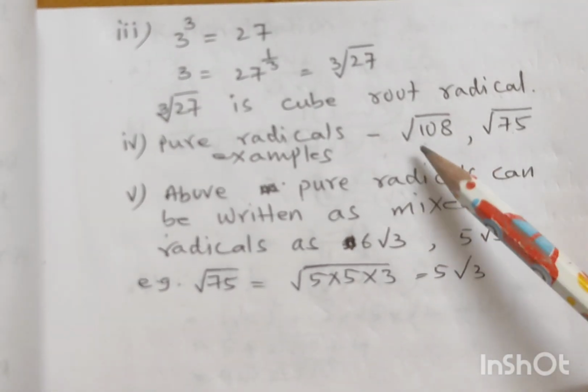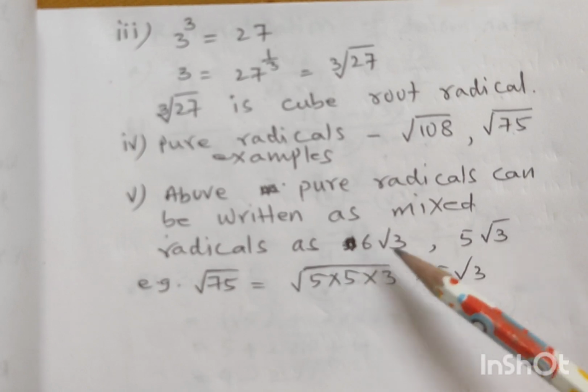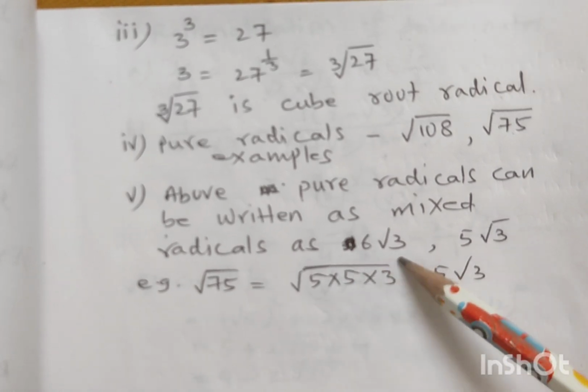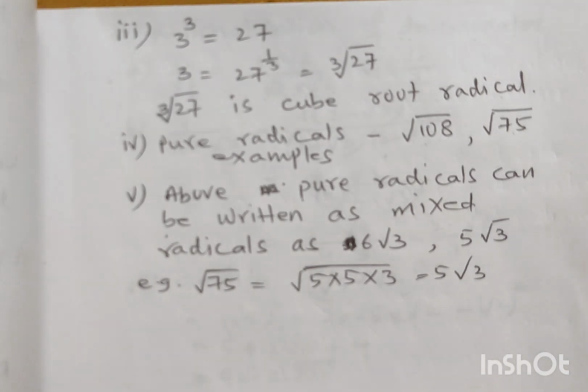Root 108 will be written as 6 root 3, not 36 root 3. Root 75 is 5 root 3.